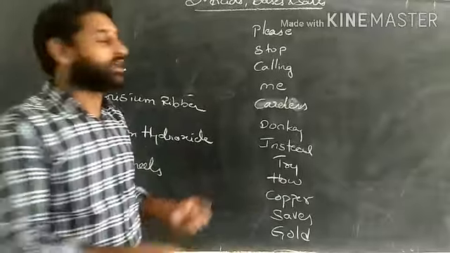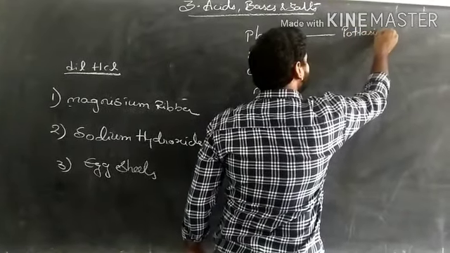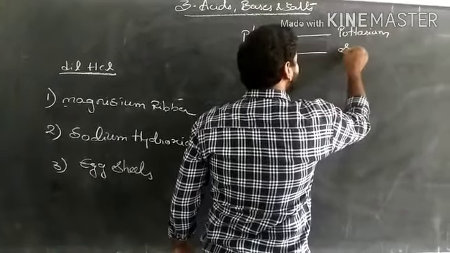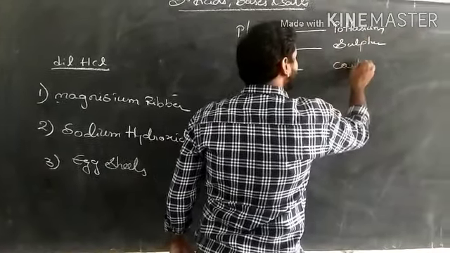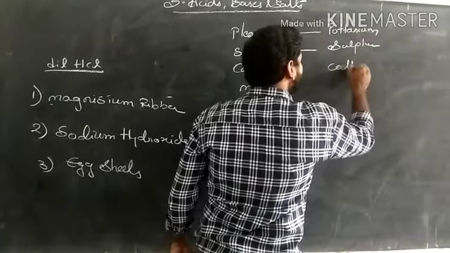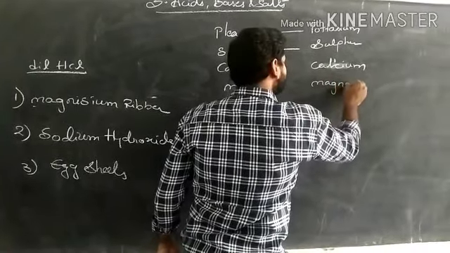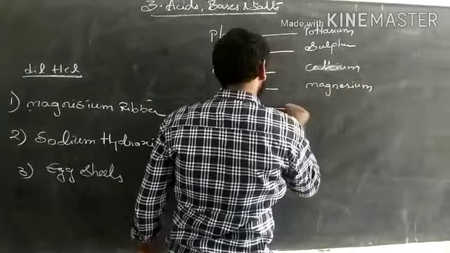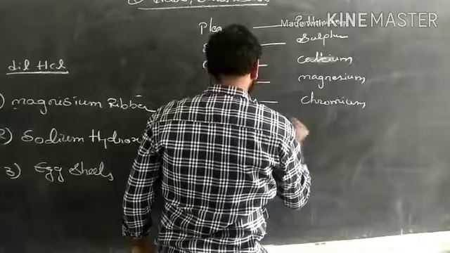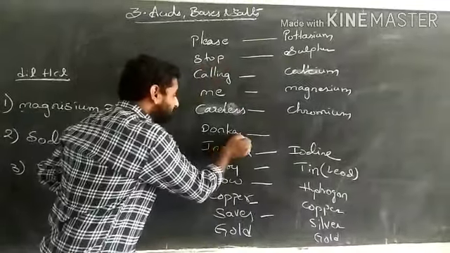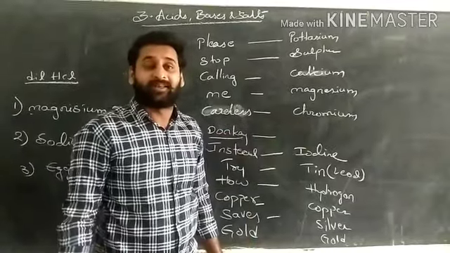For this, what we do is, P, here I'll write potassium. C, calcium, magnesium. I've written all the elements here. I have left only one thing, D. Can anyone tell me what is meant by D for this?